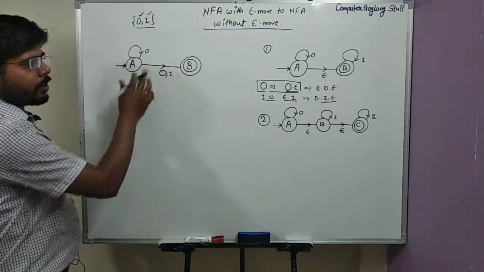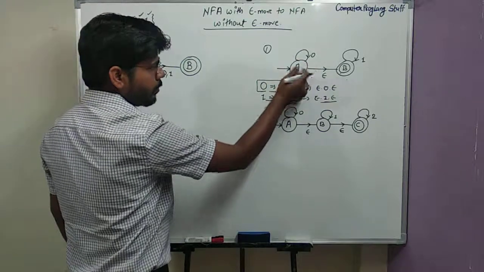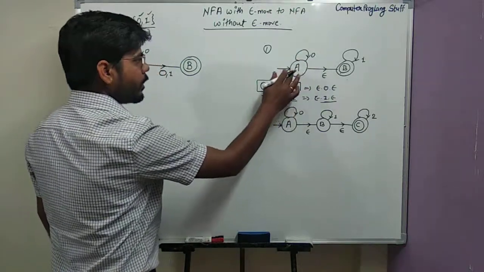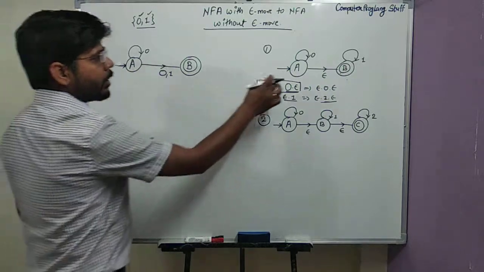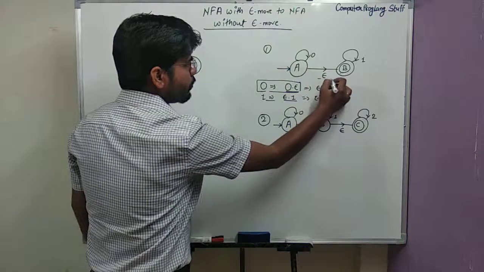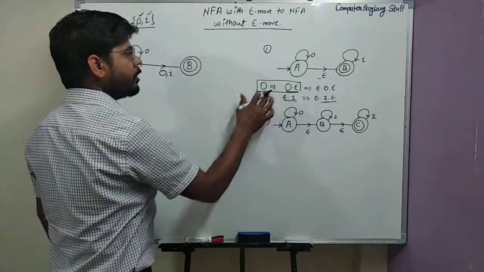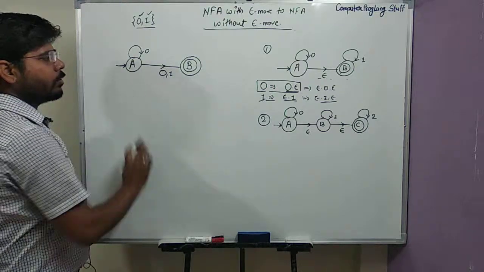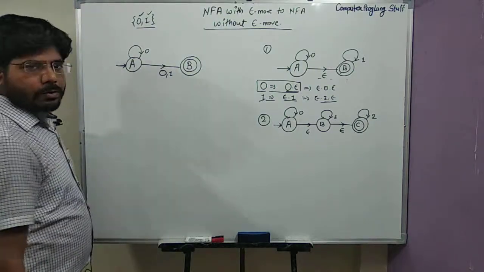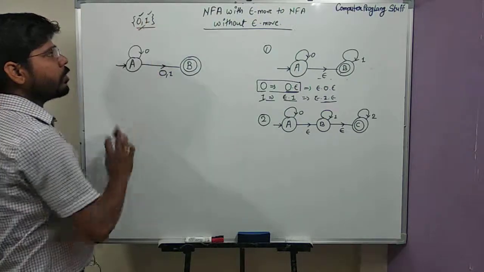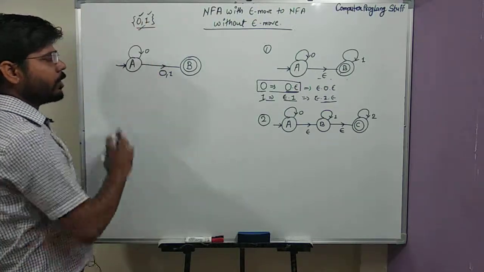There is no self loop, because in this case we cannot stay on the same state A. We have to move from A to B for the transition 1, that is epsilon and 1. So we can make a transition from A to B for the 1. That is 0 and 1. Now we have done both the transitions, 0 and 1.